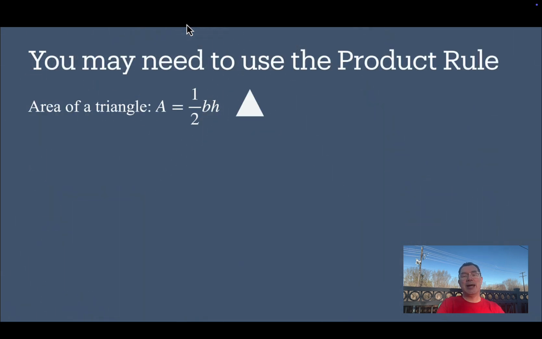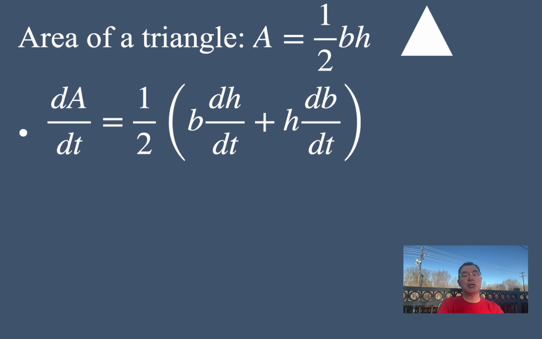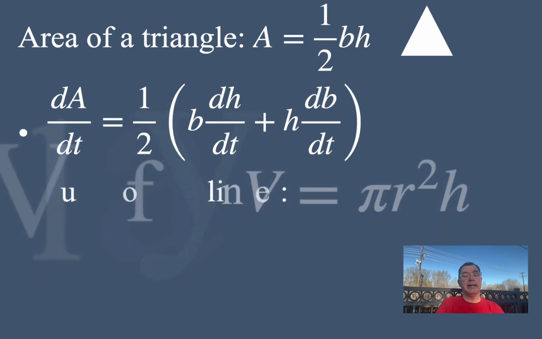Now, sometimes area equations, volume equations, those things that we've done before, they have multiple variables in them, and they are all changing with respect to time. So I might have to use a product rule to do that. So in this case, on the left-hand side, I've got the derivative of area with respect to time, but then I need to use product rule on the right-hand side to say that 1/2 times the base times the derivative of h with respect to time plus height times the derivative of base with respect to time is going to be on the right-hand side. And then I'd have to have some more things to plug in.